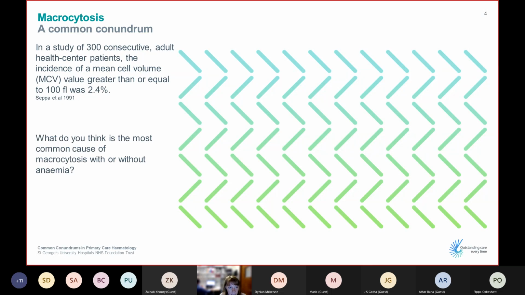I have a question to start off with. What do you think is the most common cause of macrocytosis, with or without anaemia? Either you can pop your answers in the message box or just have a think to yourself. We have A, alcohol; B, haematinic deficiency; C, primary haematological disorder; or D, drugs. One: alcohol.